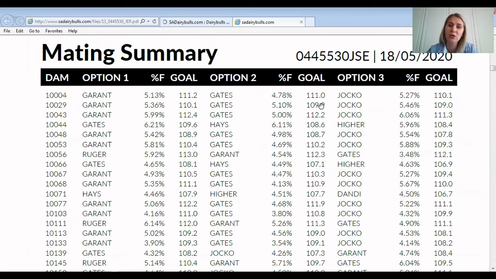So this is where it becomes your own prerogative. If you would prefer to maybe forfeit a little bit on the breeding objective, but you really want to go more for inbreeding, you could then rather choose Gates over Garant. But like I said, when the mating program is done, it always has a combination between our inbreeding percentage as well as our breeding objectives.